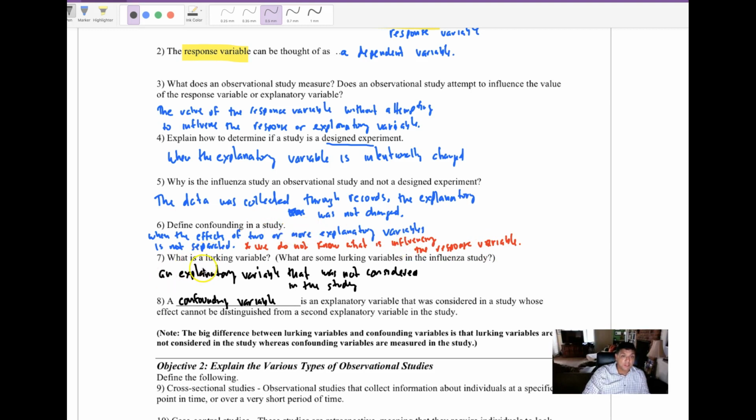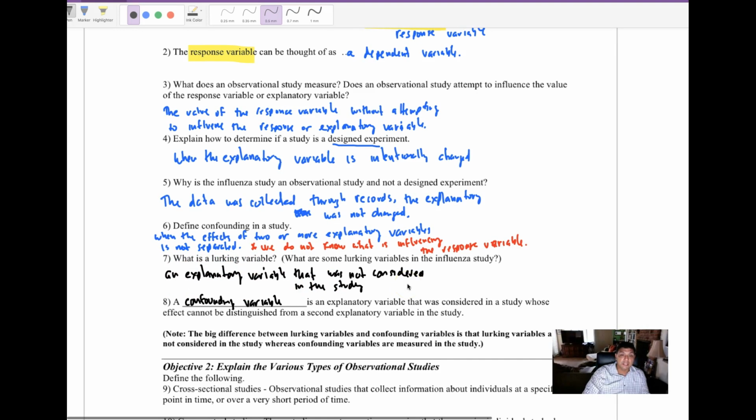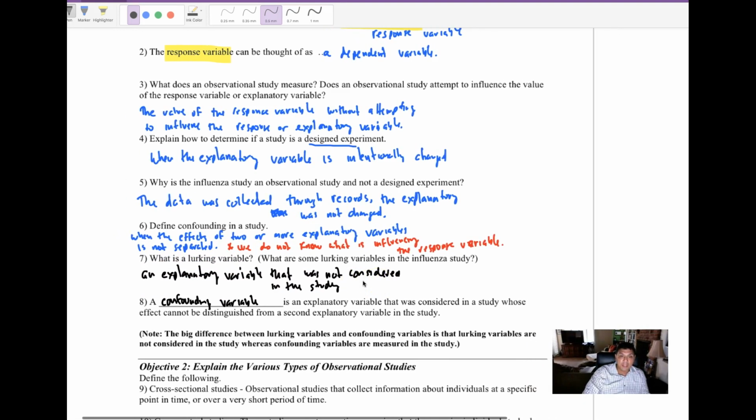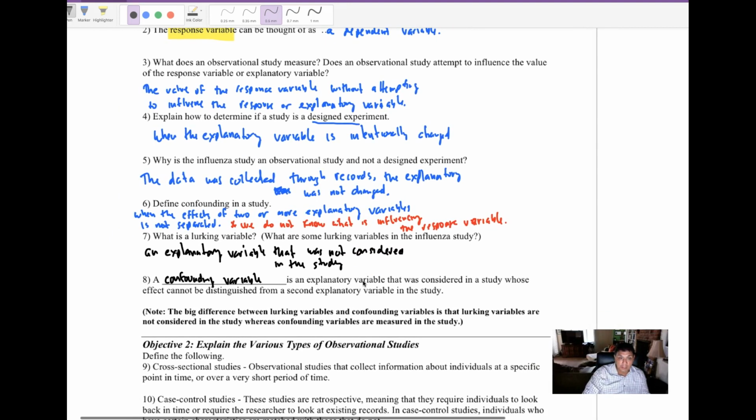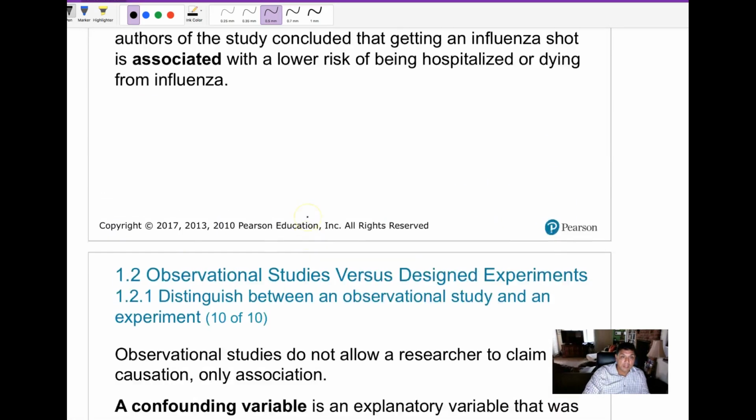That's different than what's called a lurking variable, which is an explanatory variable that we did not consider in the study. We didn't think about how that could influence something. And that leaves us with defining a confounding variable, which we have here. And then, right here, what are some lurking variables that influence a study? Back to that original notes we had here.